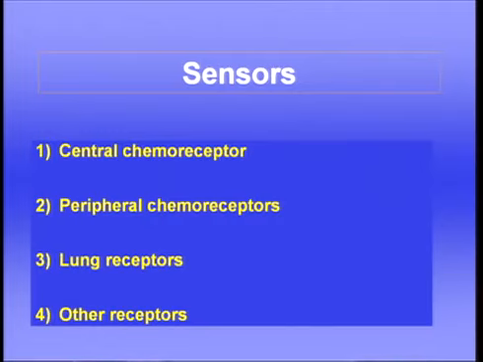First of all, there's the central chemoreceptor that I'm going to be talking about in detail. Then we've got 2 sets of peripheral chemoreceptors. We've got receptors coming from the lung, sensing the expansion of the lung, for example, and other receptors coming from muscles, limb movement, and baroreceptors, other sensors as well, which we'll mention briefly.